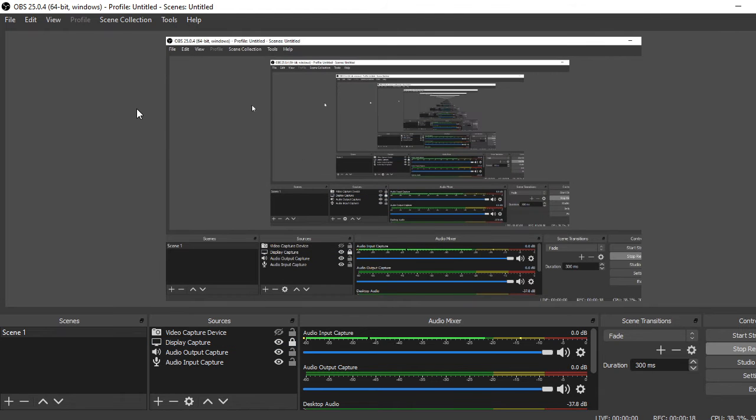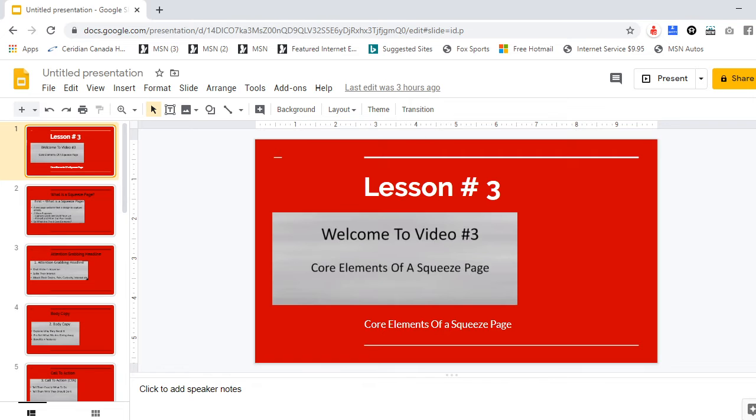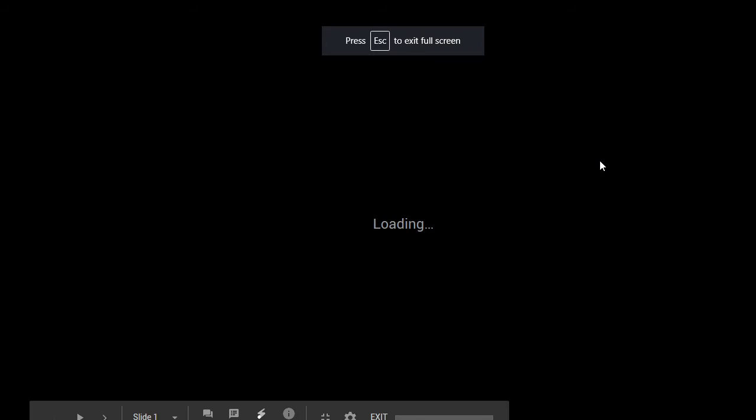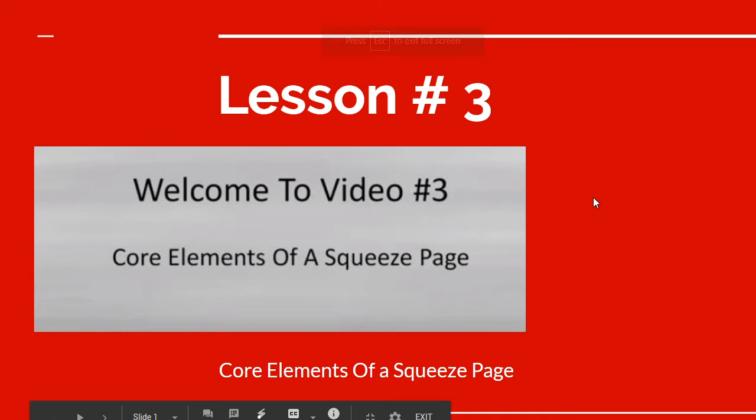Good day. It's Sandy Murray here, and this is going to be lesson three, on the core elements of a squeeze page. So let's get right to it. I'm going to jump right into the lesson, and I'm going to use the present mode. So here we go.